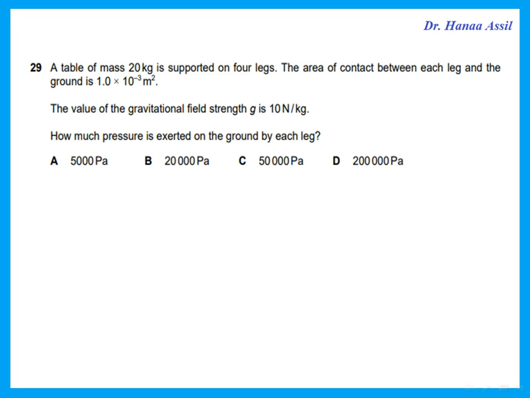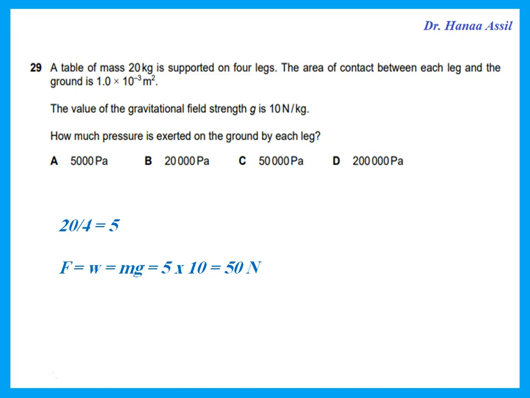A table of mass 20 kilograms is supported on 4 legs. The area of contact between each leg and the ground is this. The value of gravitational field strength is this. How much pressure is exerted on the ground by each leg? So remember, if the table has a mass of 20 kilograms and it is supported on 4 legs, that means the mass on each leg is 5 kilograms. So you divide the 20 by 4. We're talking about each leg. The mass on each leg is 5 kilograms.